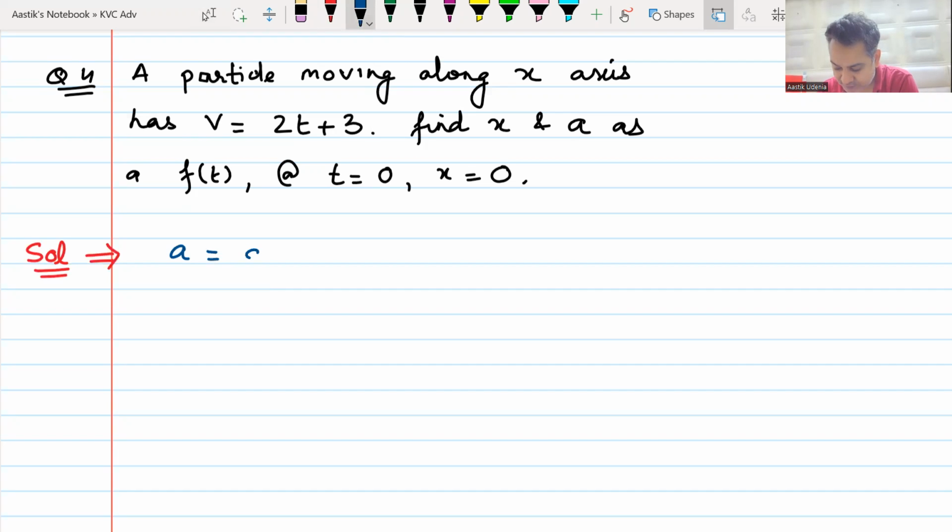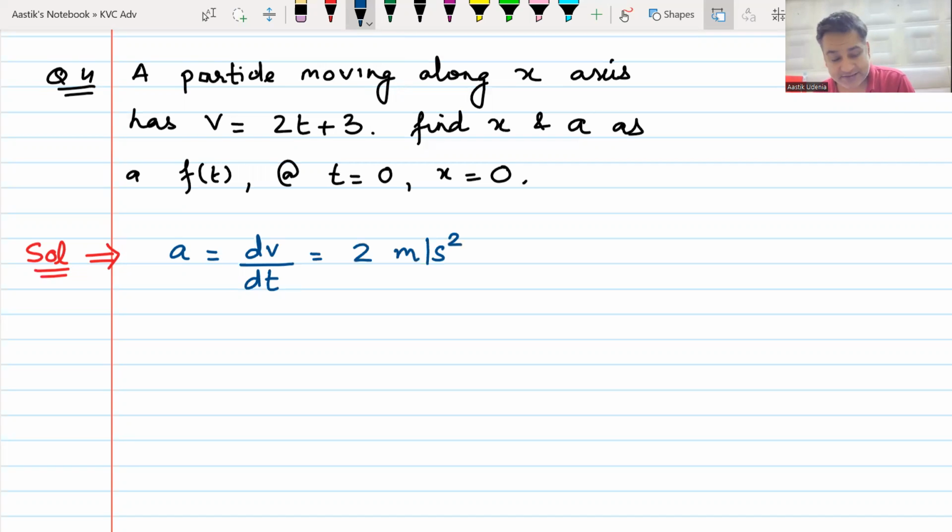Acceleration is dv by dt. Now I'm not using vector sign because this is just motion in 1D. We'll also look at the sign convention. Acceleration is dv by dt. I differentiate velocity 2t plus 3. The derivative is 2. So the acceleration becomes 2 meter per second squared, assuming that everything was in SI units.